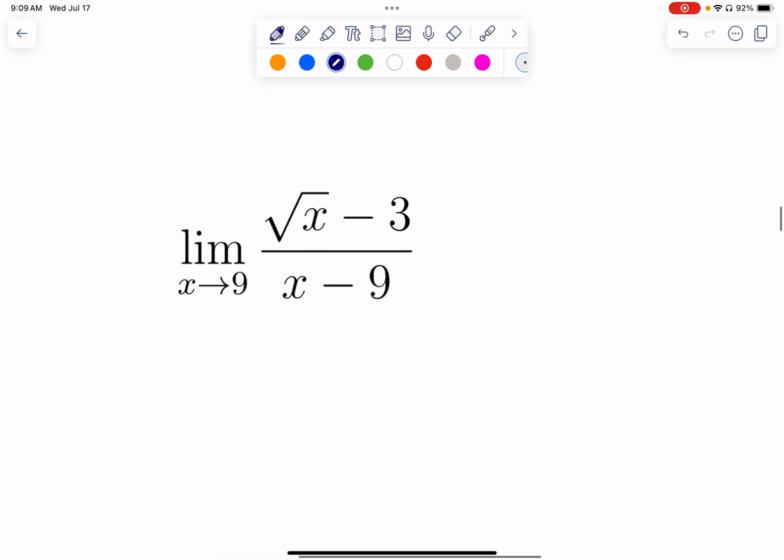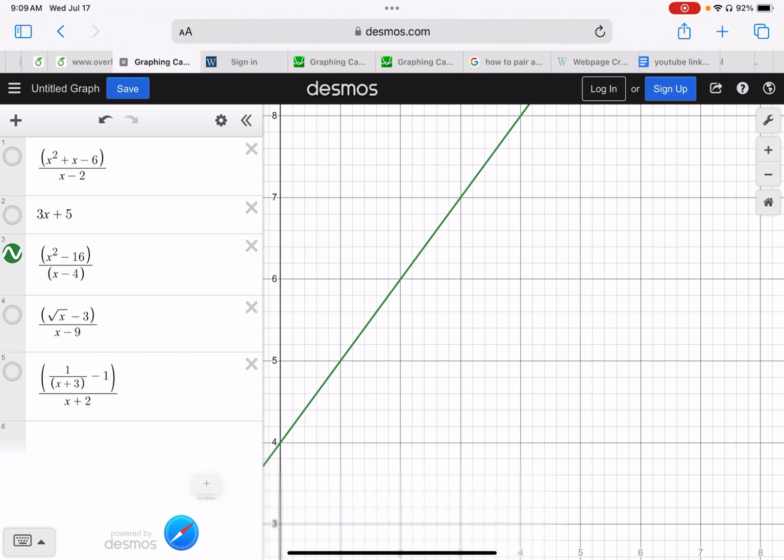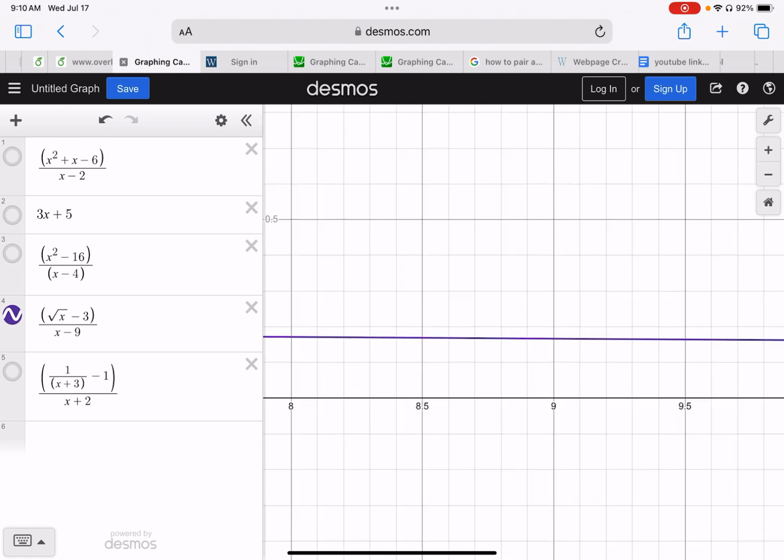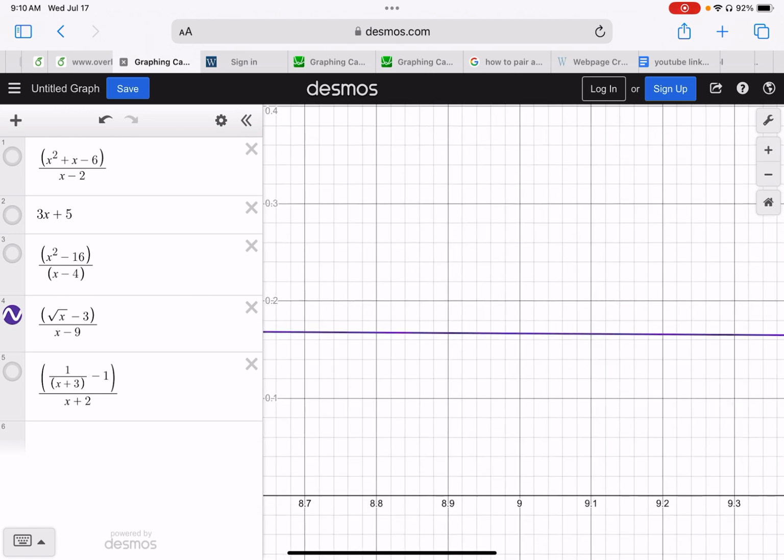Okay, let's look at this one. Same idea. If x is very close to 9, what is this function value very close to? So here's our graph. If x is close to 9, I'm getting y values somewhere around 1.66.